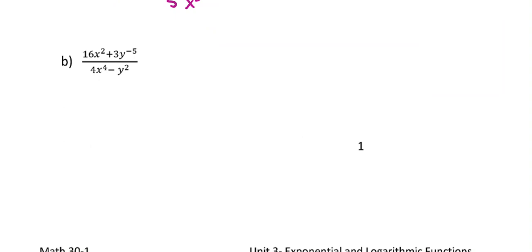Okay, this one might be a little trickier. I'm going to write this one out again, and really the only issue here is this y to the negative 5 part. So I'm going to write it out, and when I get to that, we'll see what we can do with that. This would be 16x squared plus 3. And then what is this going to do? This is going to go y to the negative 5. Is that going to put y to the 5 down at the bottom?